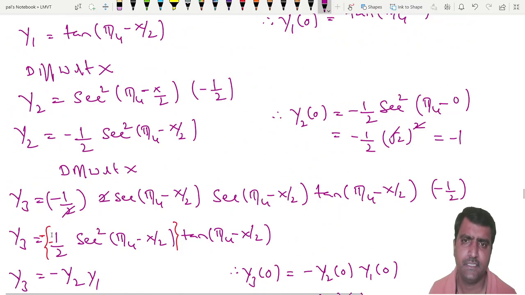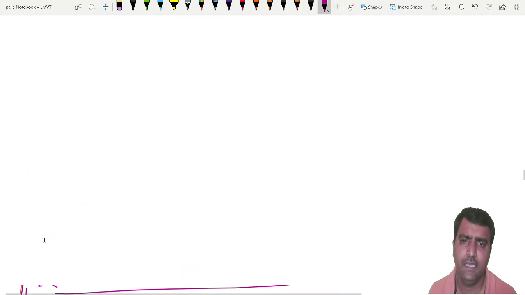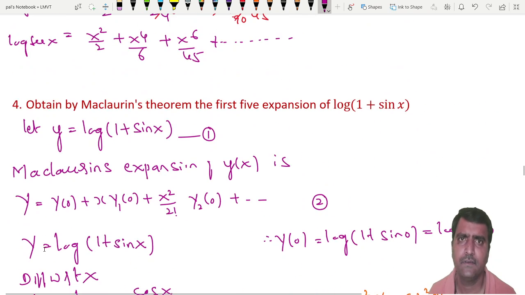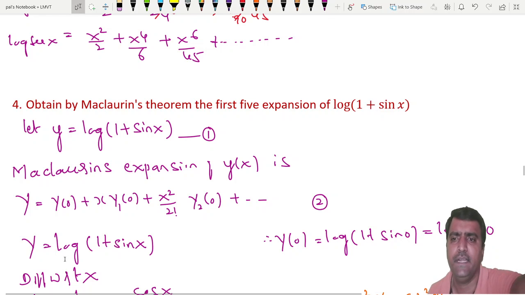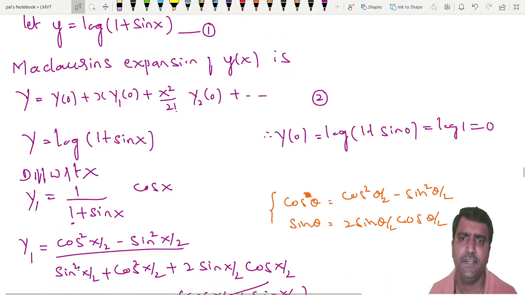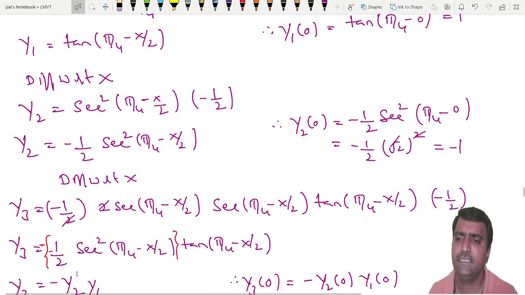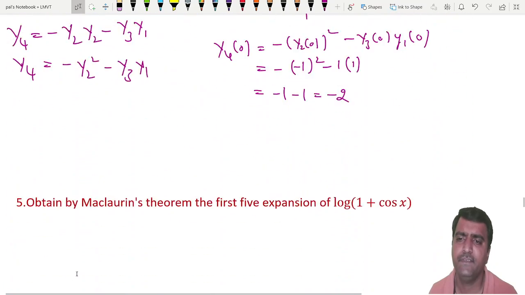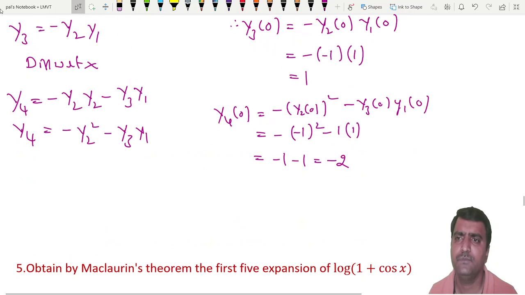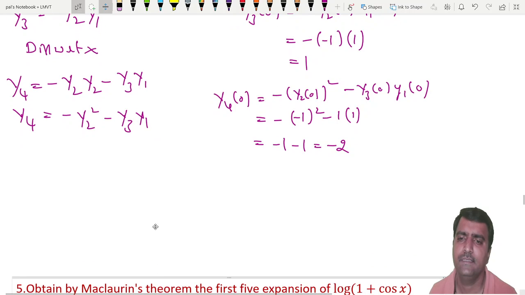How many steps are they asking? They are asking to find the first 5 terms of the expansion. So have we already obtained the first 5? Okay, no problem. You take one more step here. It is a little bit slow.